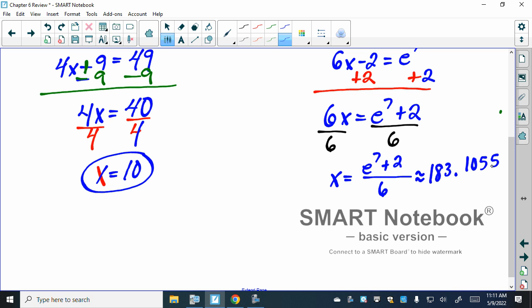The calculator gives 183.1055, and I think the answer key says 183.106. I will take either one.